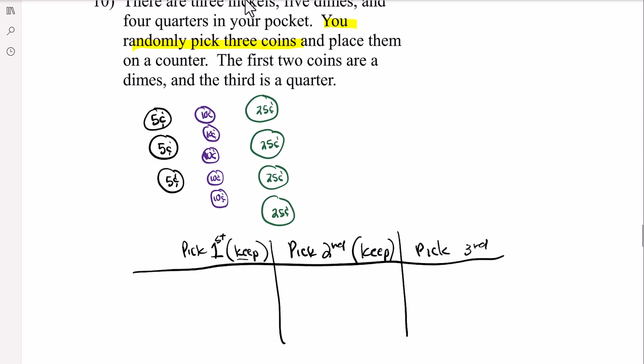So that means you're keeping each time the first 2 coins. So let's see, 1, 2, 3, 4, 5, 6, 7, 8, 9, 10, 11, 12. So there's a total of 12 coins in your pocket, but you're going to keep one. So the next time you're only going to have 11, and then you keep that one. So the next time you're only going to have 10.